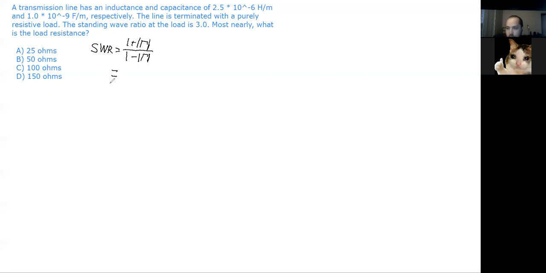So here we got to solve for gamma, the reflection constant.